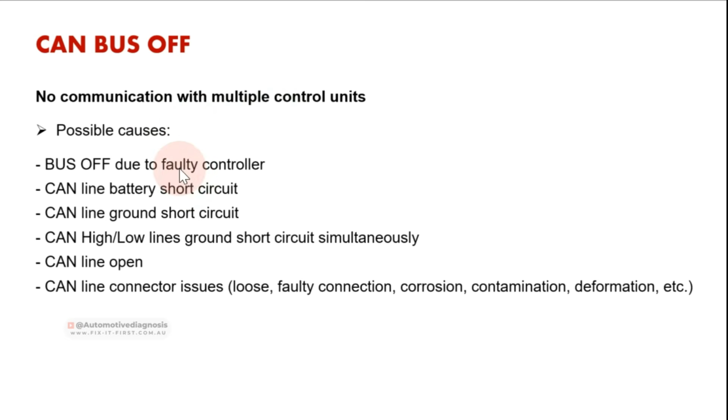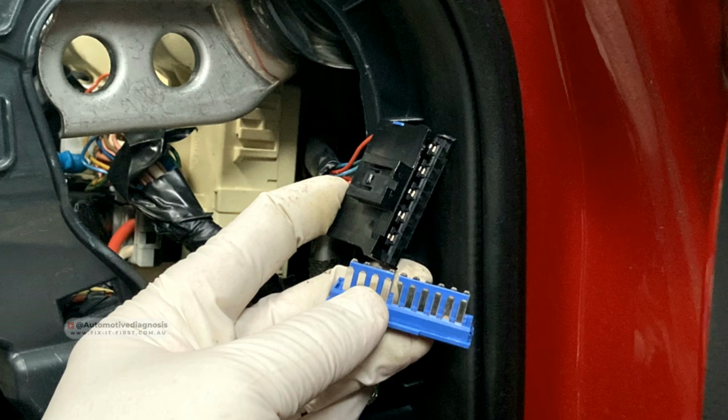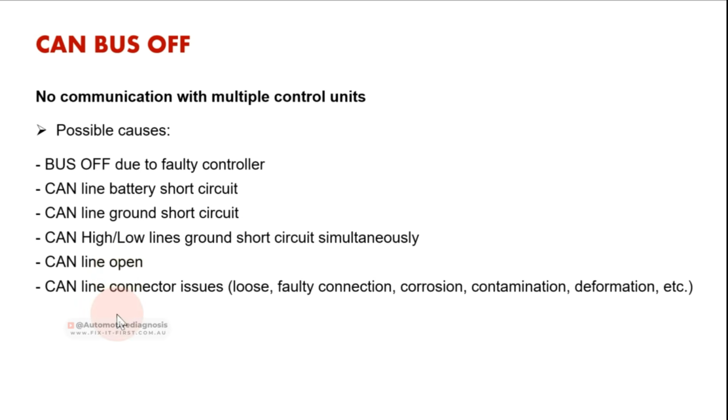In this case that we have CAN bus off and you will have no communication with multiple control units, the problem could be because of faulty controller, CAN line battery short circuit, or CAN line ground short circuit. Sometimes we have both CAN high or CAN low shorted to the ground. Sometimes we have CAN line open. This can happen on the wiring or sometimes on the joint connector that I'm going to show you very shortly. Or sometimes the problem is so simple, it's just because of the connector. Bad connector, corrosion in the connector can cause these kind of issues.